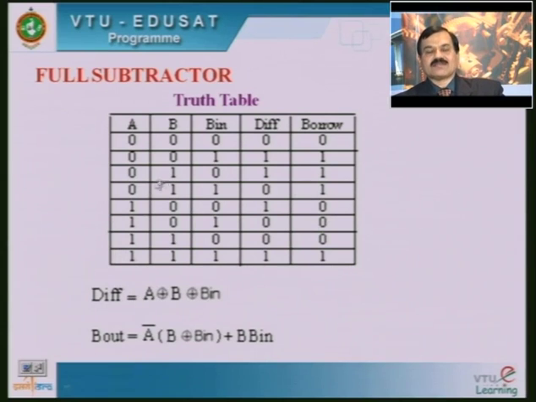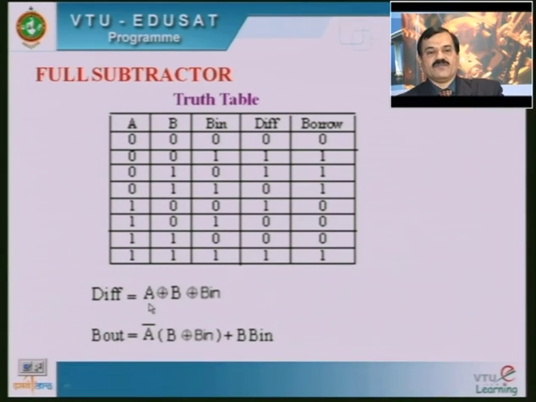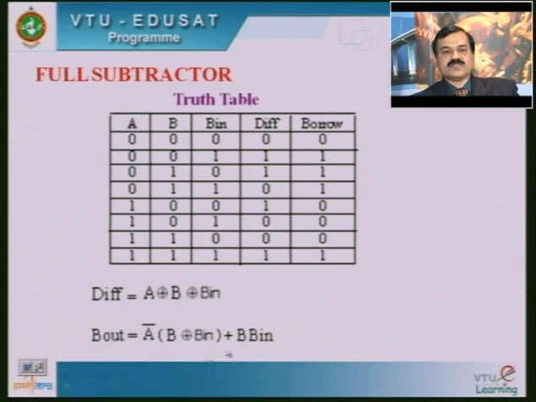of that equation, just like what we have seen in our full adder, then the Boolean expression for difference is A exclusive-OR B exclusive-OR B in. For borrow, in 4 positions we have 1, 1, 1, and if we write the Boolean expression in the form of sum of products, after simplification we get A bar into B exclusive-OR B in plus B into B in.